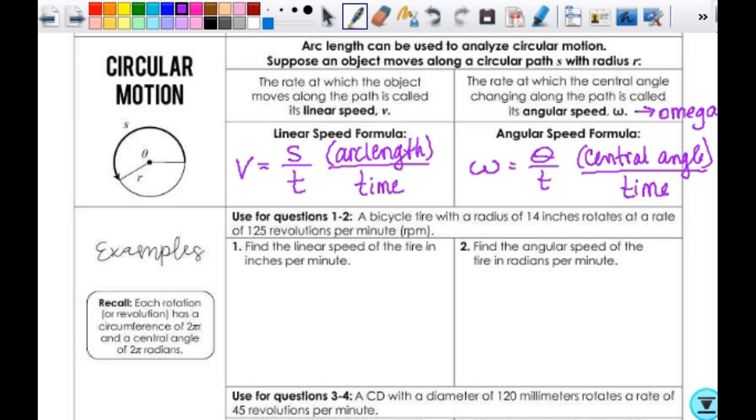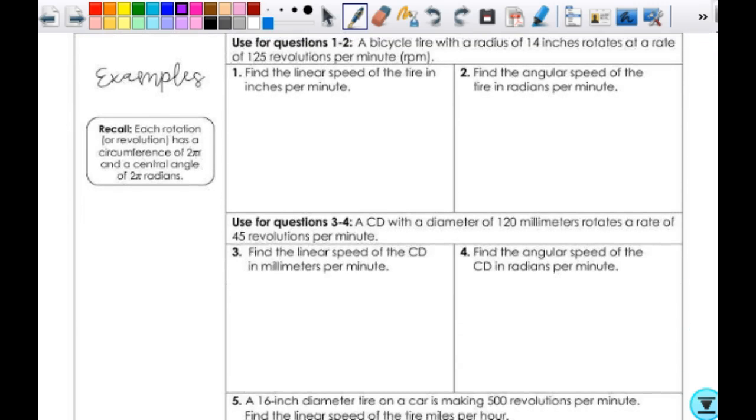All right. So let's look at what's happening here. It says, used for questions 1 and 2, a bicycle tire with a radius of 14 inches rotates at a rate of 125 revolutions per minute. We want to find the linear speed of the tire in inches per minute. Now, your units are very important here. So we're going to have to make sure that we convert correctly, but we'll be able to use the calculator to help us with those things as we go through here.